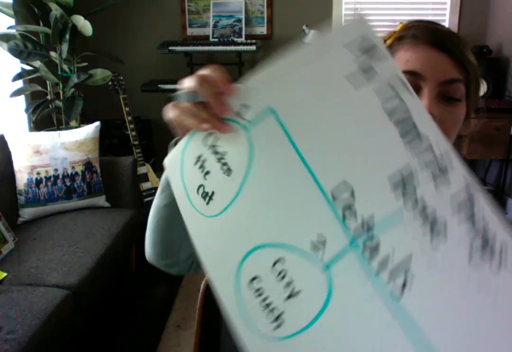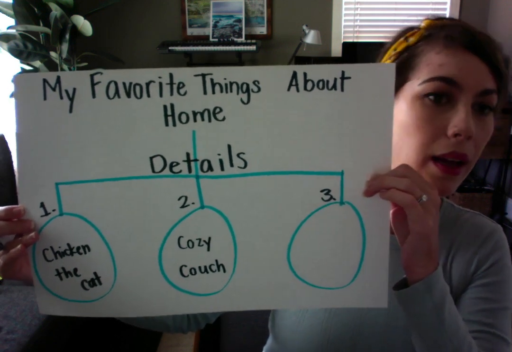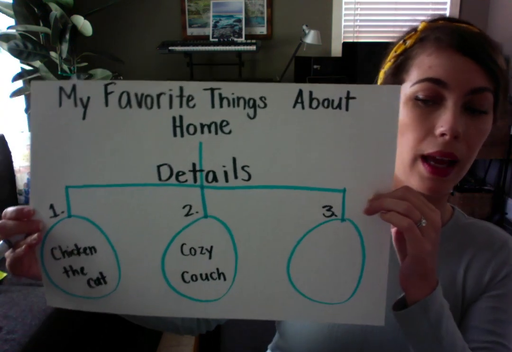Chicken the cat. I can keep thinking, okay, what else do I love about home? What are the favorite things I have? I love my cozy couch. Okay? My cozy couch is something I love about home. And now I just need to think about one more thing. So at first, it seems like a lot of work to do. But once you get flowing, it's really not so bad.